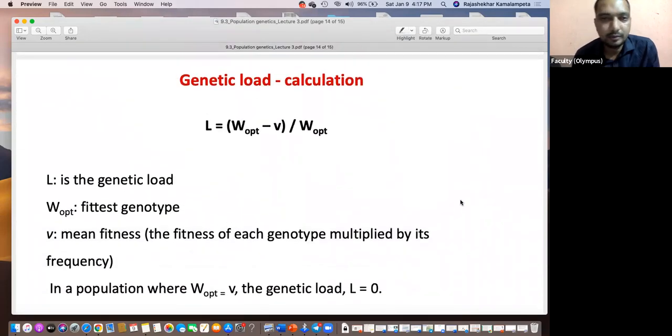Now we'll talk about the method to calculate genetic load. I wouldn't have talked about this, but I have seen a question in the exam on this. That is why I wanted to talk to you briefly about how it is calculated.